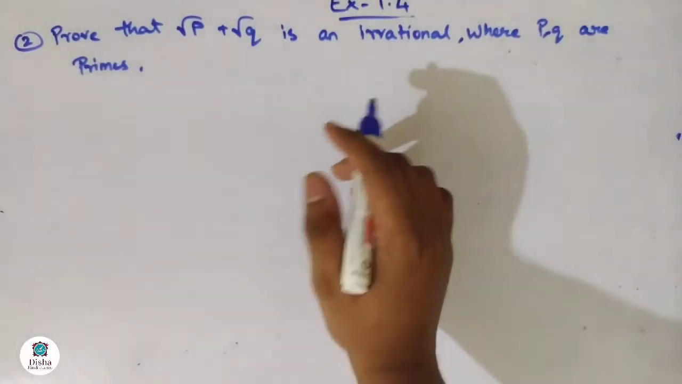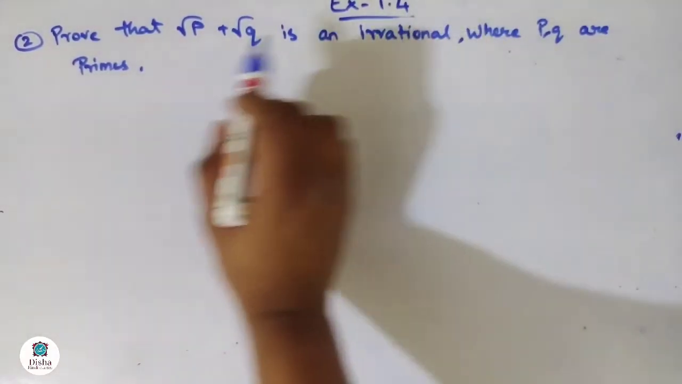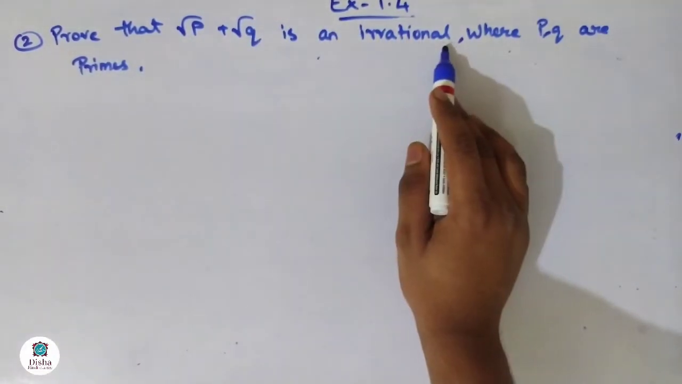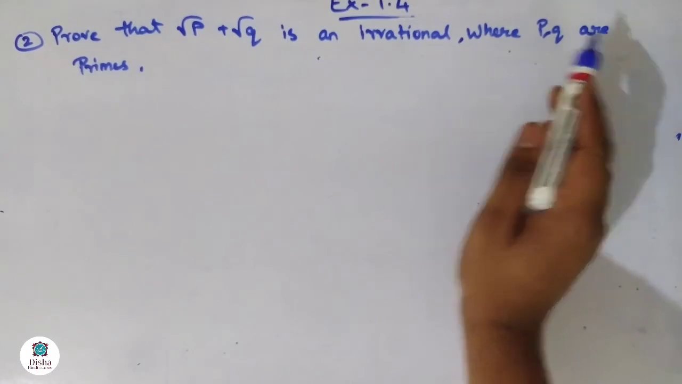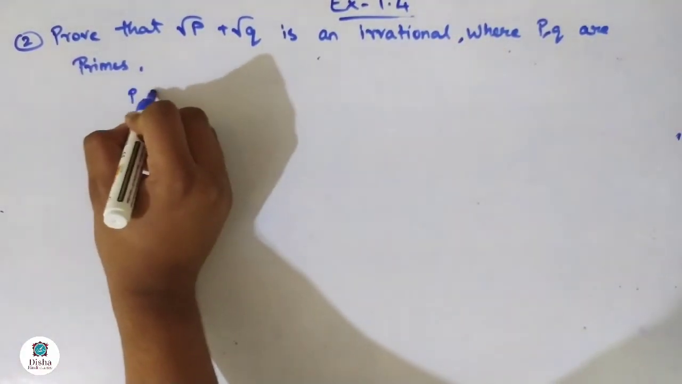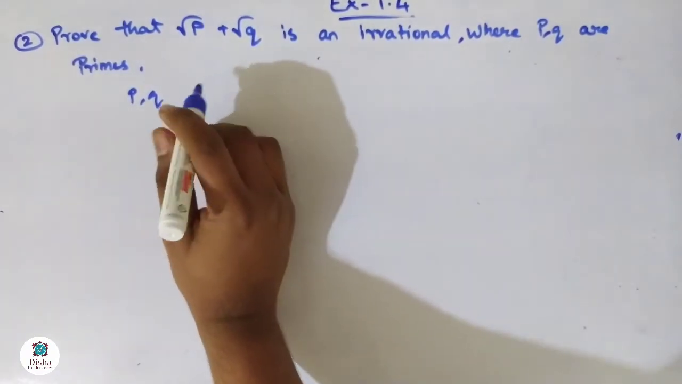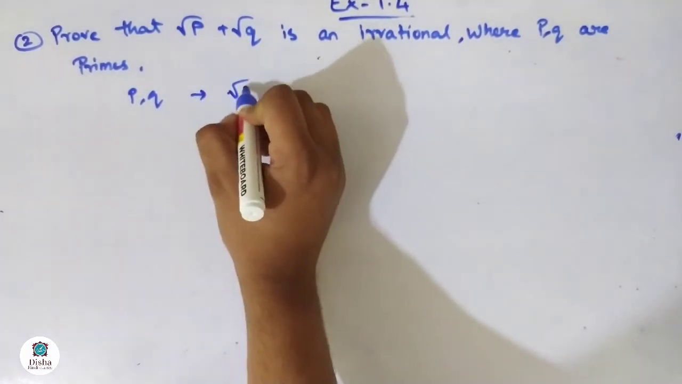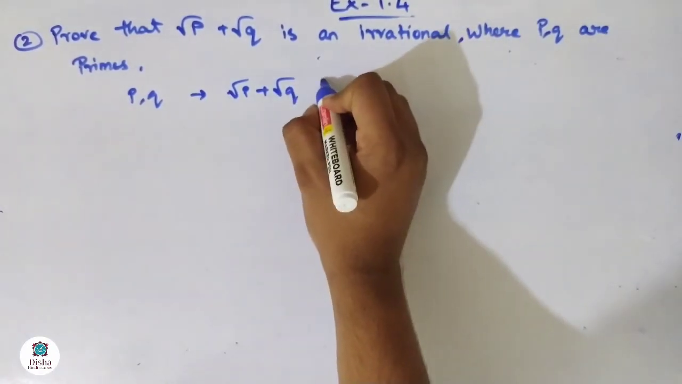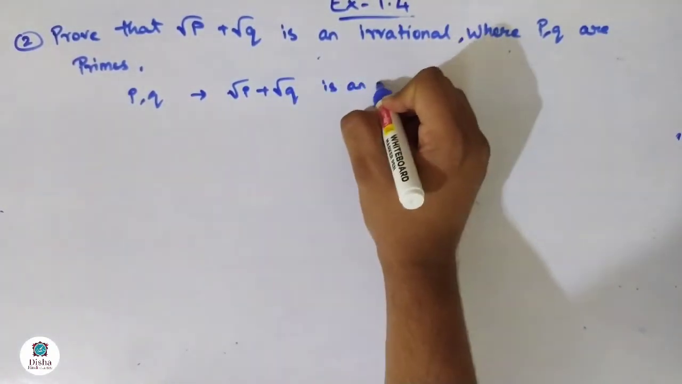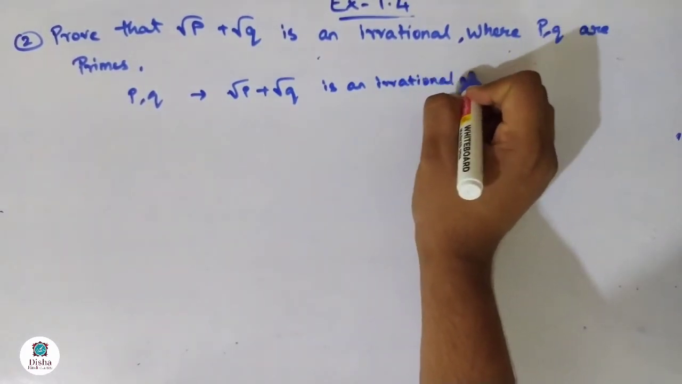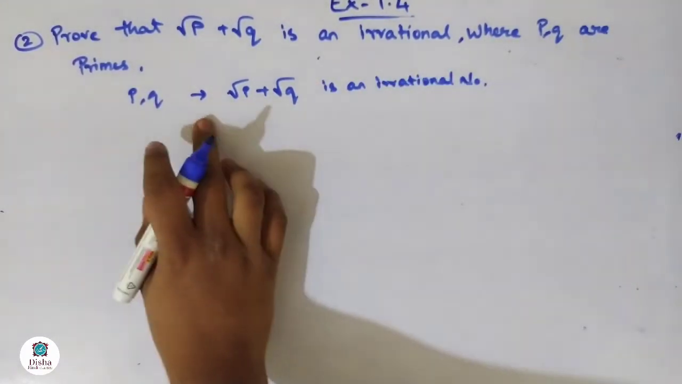Now the second question that we have in exercise 1.4: prove that root p plus root q is an irrational number, where p comma q are primes. Here p and q are two numbers that are prime numbers. So we have to prove that root p plus root q is an irrational number.